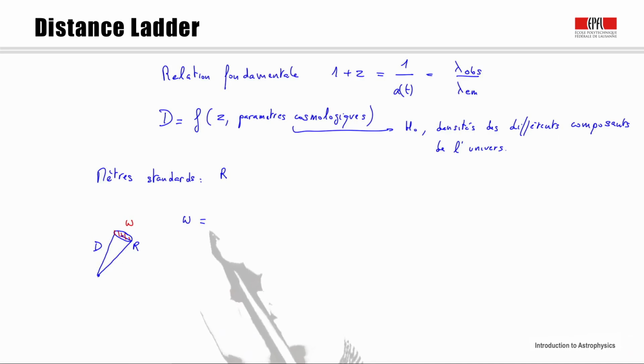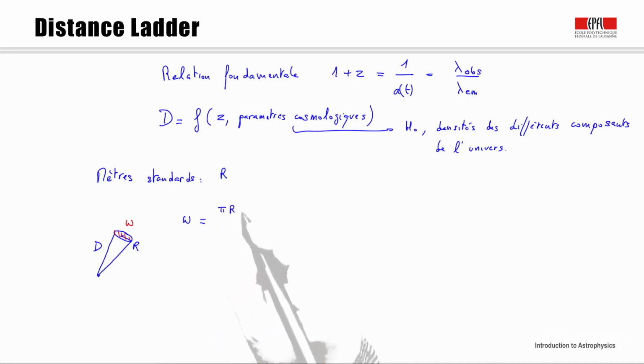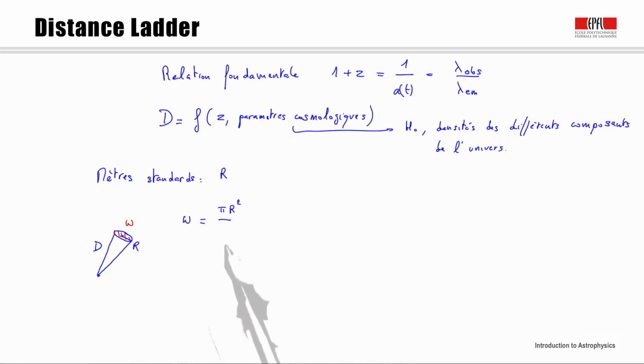The solid angle will be equal to pi r squared over d squared. R is the radius of the star, and d is the distance that we are interested in. So by measuring the solid angle, if we know the intrinsic radius of the object, we get the distance we will call the angular diameter distance. dA(z) will be equal to the square root of pi r squared over omega. Omega is an angle. This is what we call angular diameter distance.